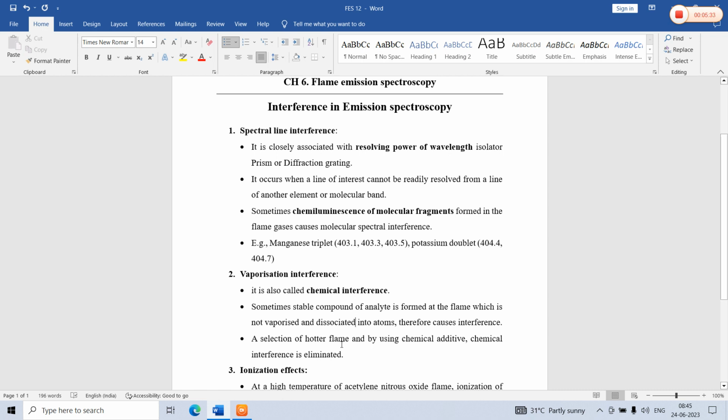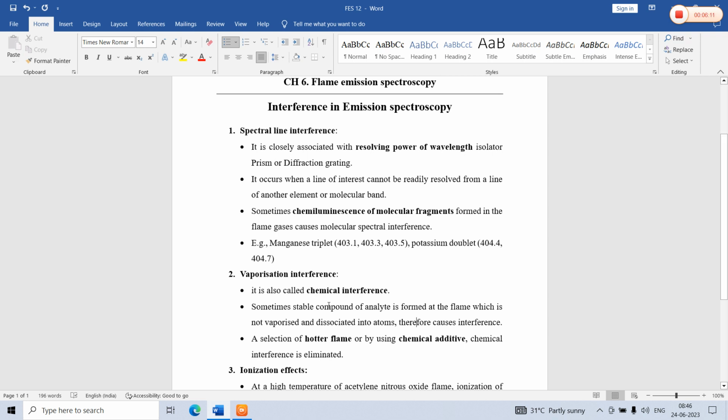Now how can it be minimized? It is given in the third point: a selection of a hotter flame. So we select a hotter flame which dissociates the stable compound, or we add a chemical additive. By using a hotter flame or a chemical additive, chemical interference is eliminated. So this is all about vaporization interferences or chemical interferences. Vaporization interference is nothing but chemical interference.